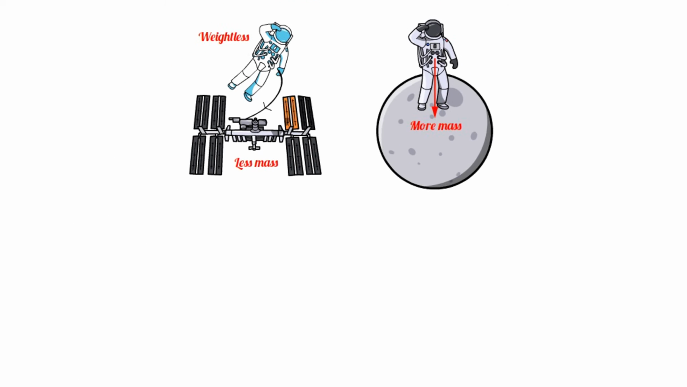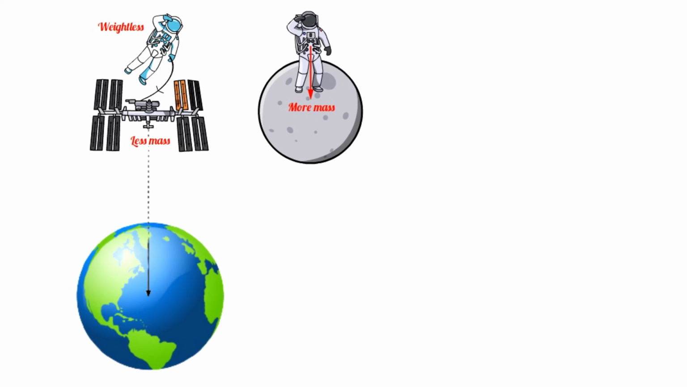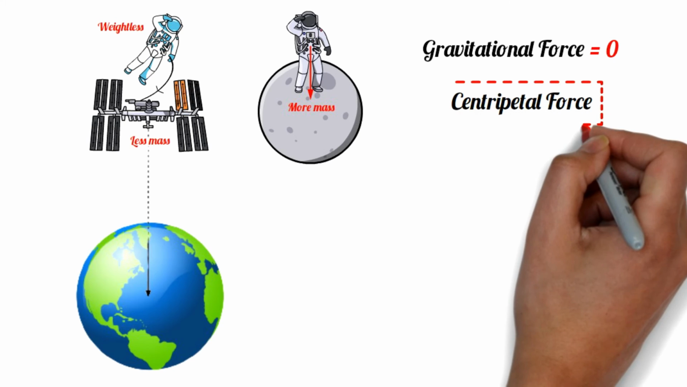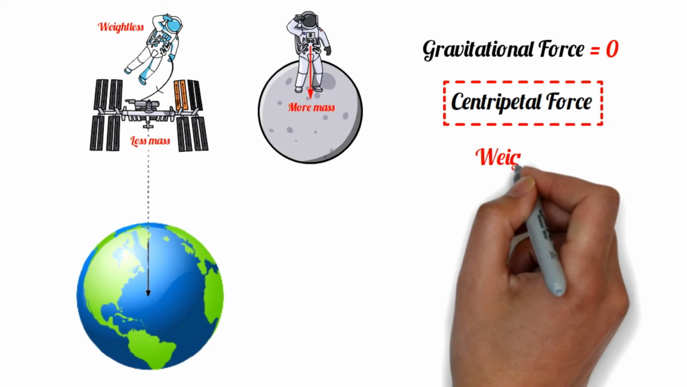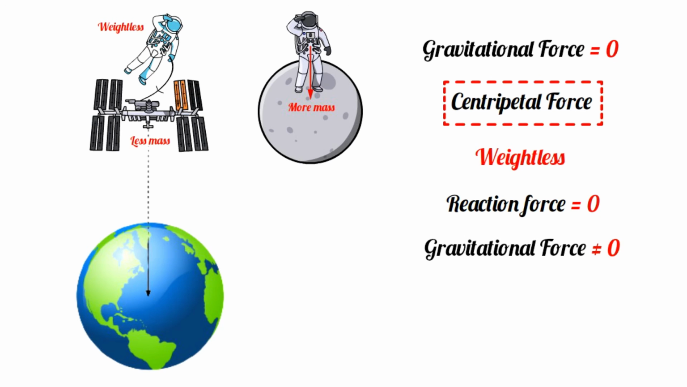But it must be remembered that the attractive force of the Earth, acting on the artificial satellite, or the astronaut inside it, can never be zero. If this force were zero, there would be no question of the satellite orbiting the Earth, because then it would not be possible to provide the centripetal force necessary for orbiting. So an object being weightless means the reaction force acting on it is zero, but the gravitational force is not zero.